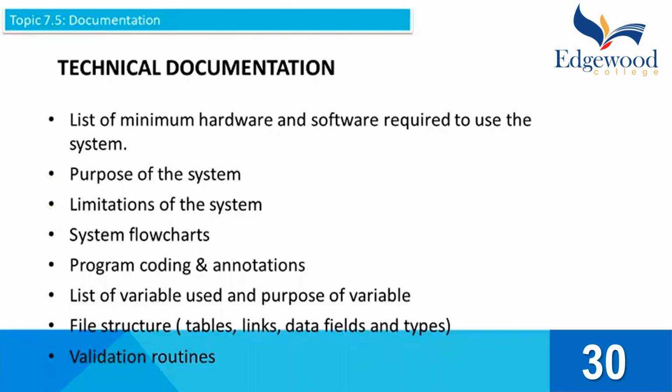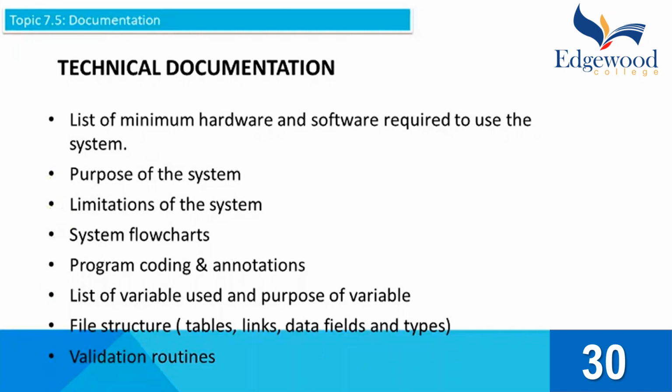We look at the list of variables used and the purpose of each variable. We look at the file structure, talking about your tables, your links, data fields, and data types. Look at the validation routines: your presence check, your format check, all those checks that help you, such as check digits, length check, range checks, and the likes of that. We look at the memory requirement as well, known as the box in the system.